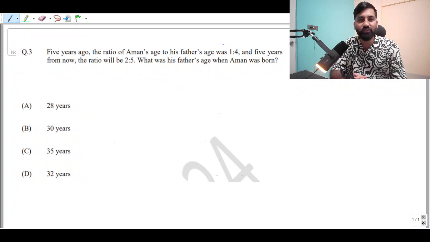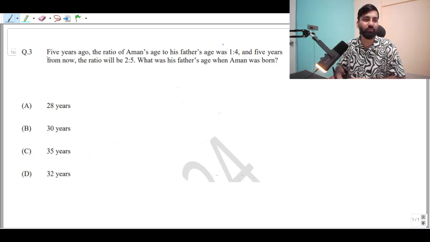So the problem was: 5 years ago, the ratio of Aman's age to his father's age was 1:4. And 5 years from now, the ratio will be 2:5. What was his father's age when Aman was born? So here I'm explaining, I'm not writing anything, but the moment you read the question, you should start reacting. So you see what my reactions are.